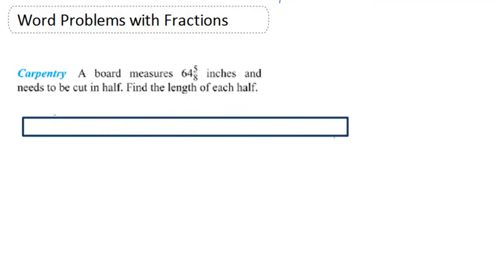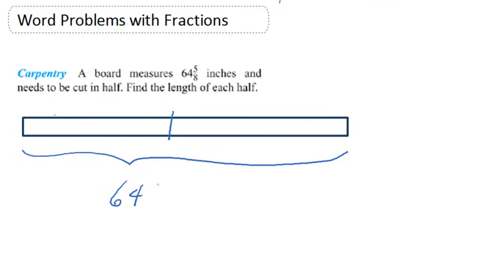So let's suppose this is our board and we need to cut it in half. So that means that we want to take our 64 5/8 inch board and make two pieces out of it. So we actually want to divide it by 2 so that we can see the length of each half of this board.